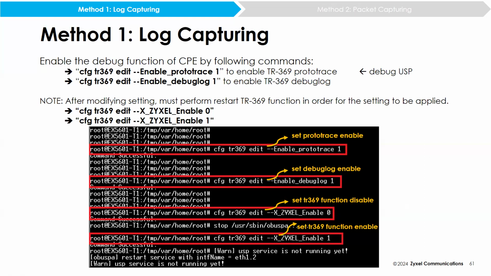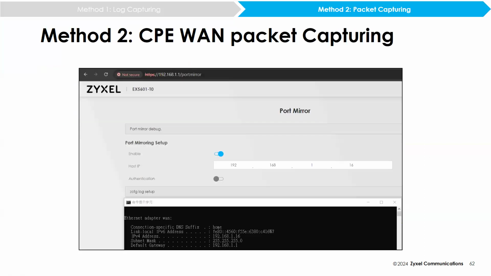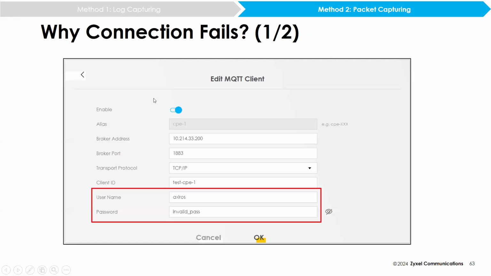Okay, thank you. So I'll carry on. Yes, please. Okay, so the second method, let's adjust by using the mirror function of CPE. Here we have an example. Say we have a connection failure because we typed in an invalid password like this.